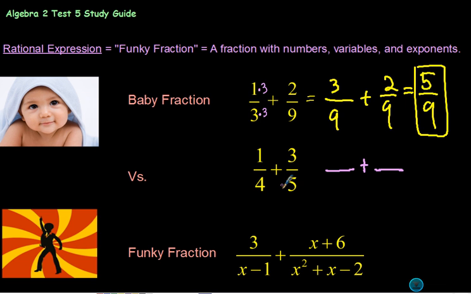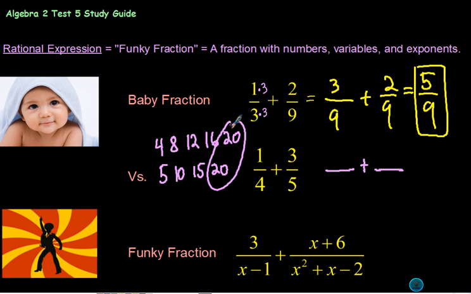Well, think about what 4 and 5 both go into. If you think about the multiples of 4 and 5, say the multiples of 4: 4, 8, 12, 16, 20. The multiples of 5: 5, 10, 15, 20. Oh, okay. So the first multiple that they have in common would be 20. So that means our common denominator would be 20.